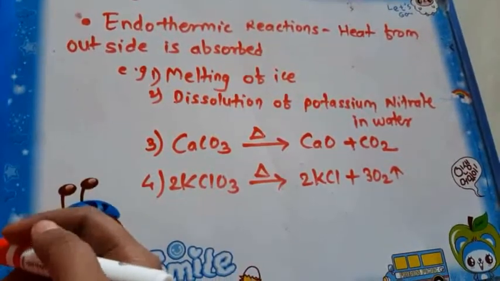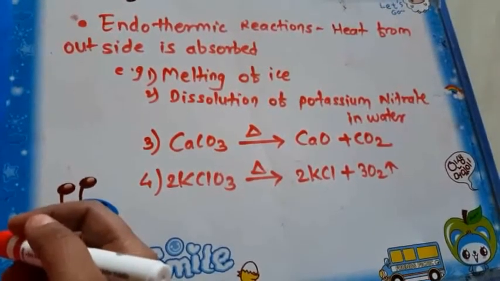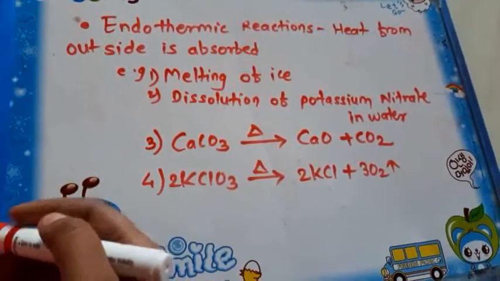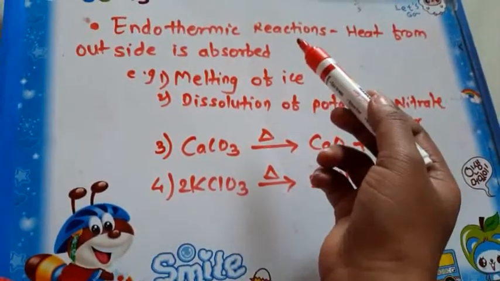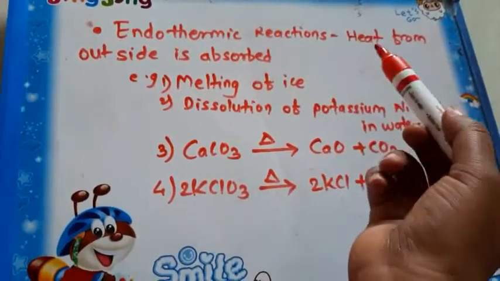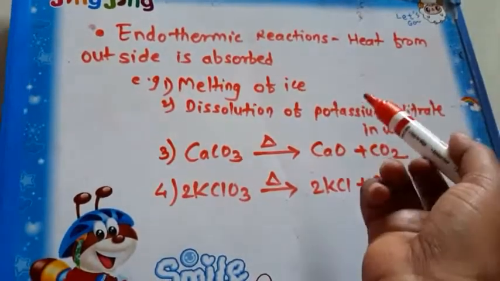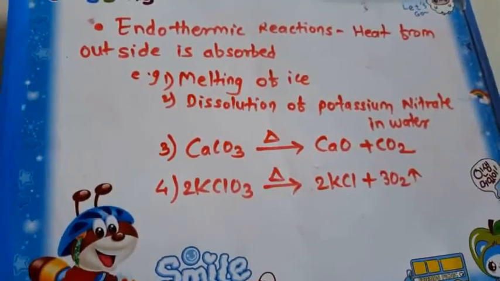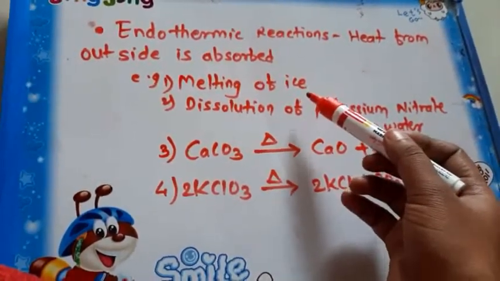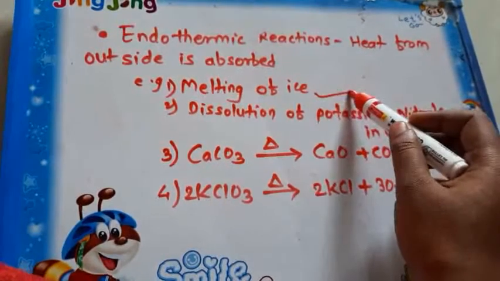Now, based on the amount of heat absorbed or given out, reactions are divided into two types: endothermic reactions and exothermic reactions. Out of that, first is endothermic reactions. If heat from outside is needed for the reaction to carry out, then that reaction is called endothermic. It means from outside we have to provide the heat so that the reaction can happen. For example, melting of ice. The ice starts to melt by absorbing the surroundings' heat. So it is an endothermic reaction.